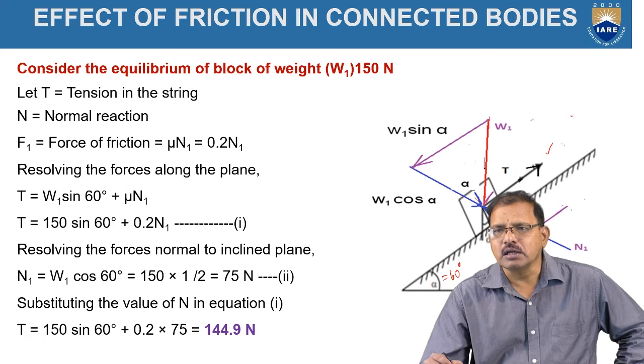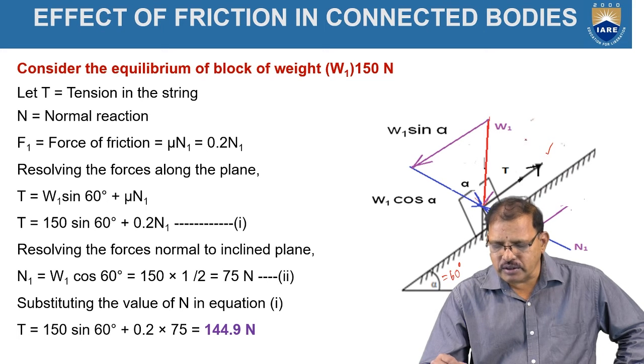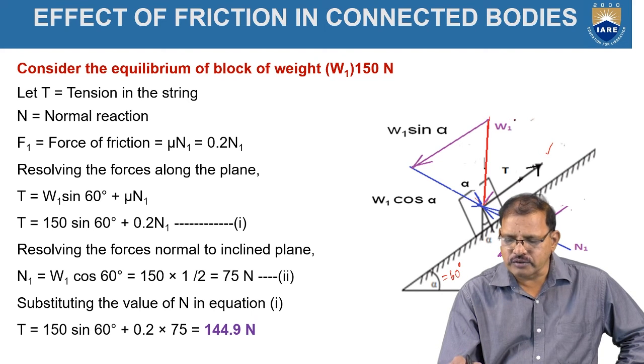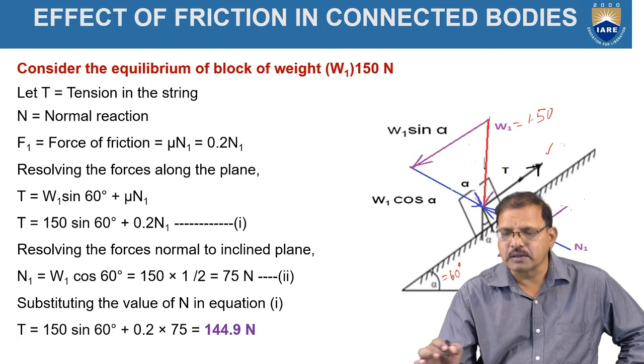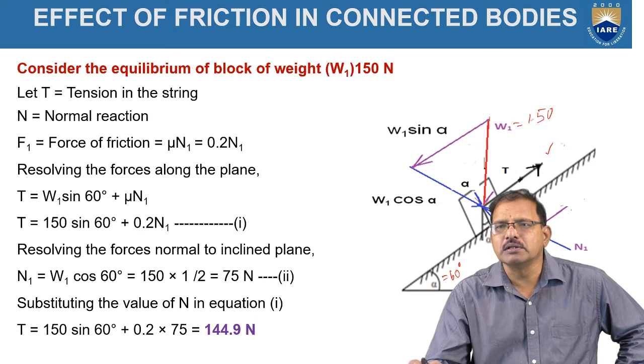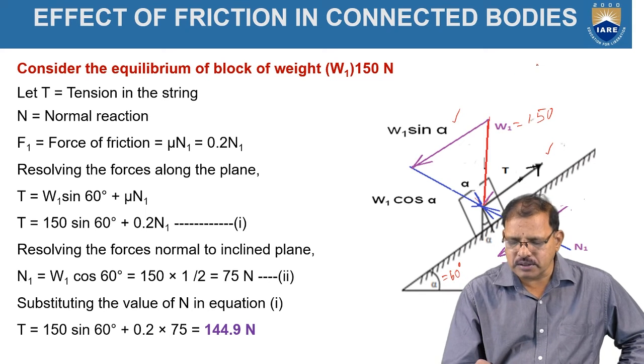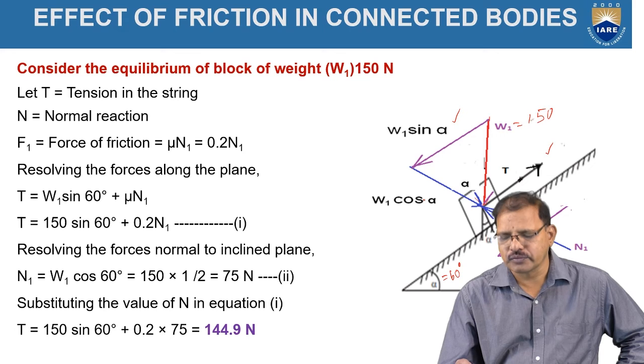It is acting toward the right side. The weight is given. W1 is equal to 150 Newtons, perpendicular to the ground. That can be resolved into two components. Along the plane is represented as W1 sin alpha. Perpendicular to the plane is W1 cos alpha.